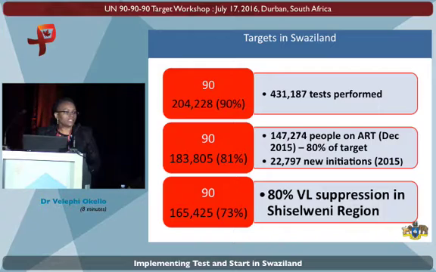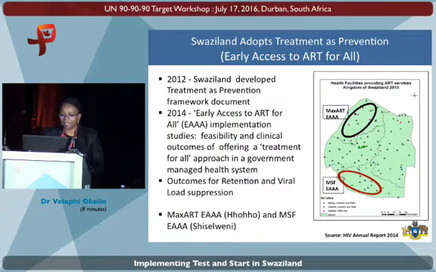If we translate the implementation to 90-90-90, we're translating our data from the Health Management Information System. We feel that we are on track towards achieving 90-90-90. However, there are some major challenges that we face, and that's the reason why we decided as a country to implement the test and start implementation studies.